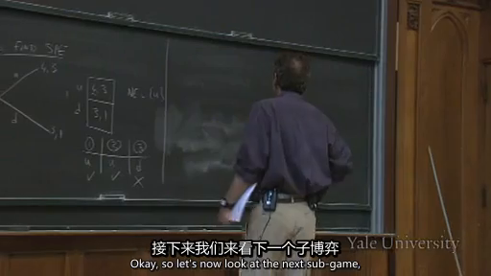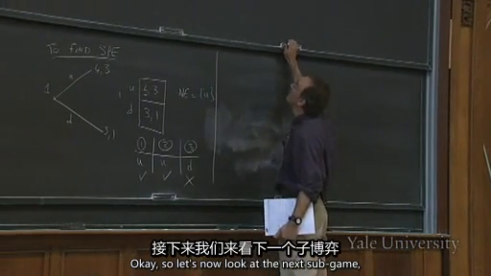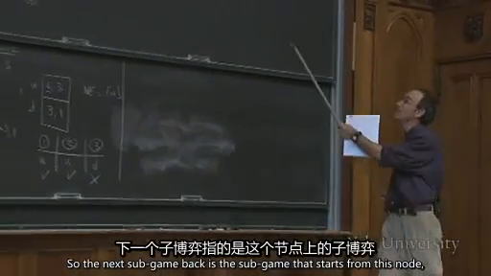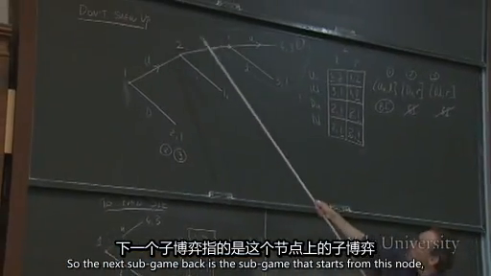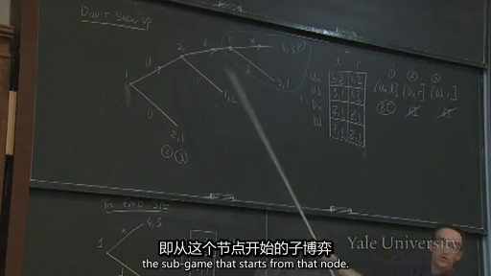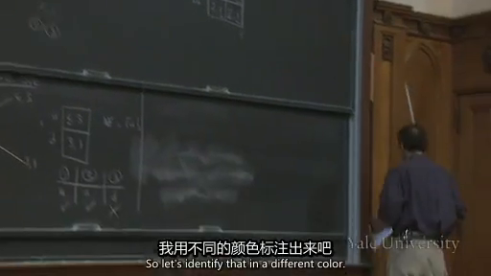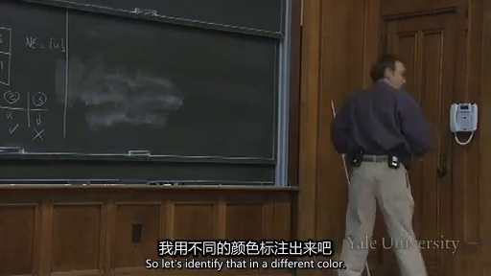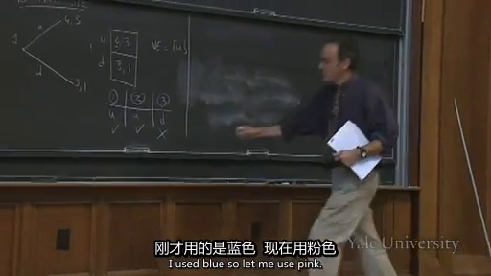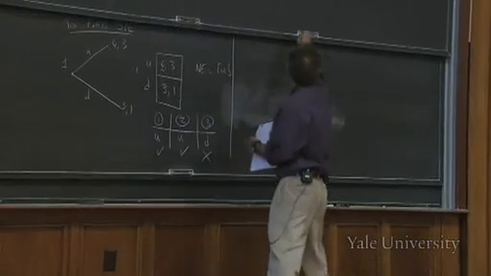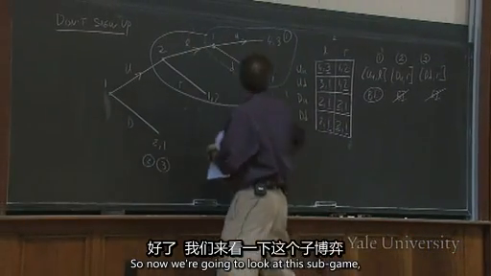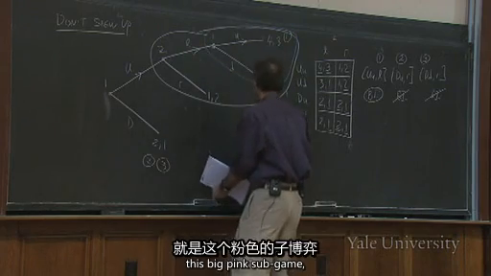Okay. So let's now look at the next subgame. And again, we're going to work from the back. So the next subgame back is the subgame that starts from this node. All right, the subgame that starts from that node. Let's identify that in a different color. I used blue, so let me use pink. So now we're going to look at this subgame, this big pink subgame.